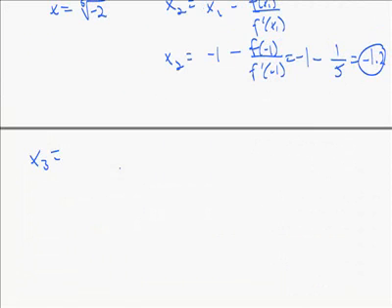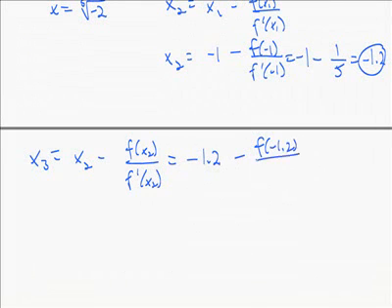Now x sub 3 is equal to x sub 2 minus f of x sub 2 over f prime of x sub 2, which is equal to negative 1.2, so we're using again negative 1.2 for x sub 2, minus f of negative 1.2 over f prime of negative 1.2. Let's go ahead and put those into the calculator.